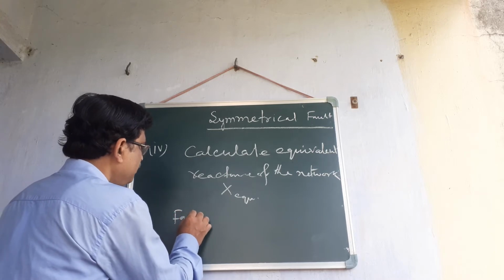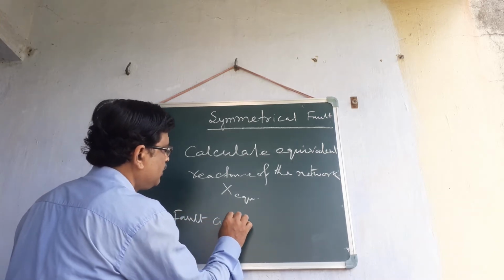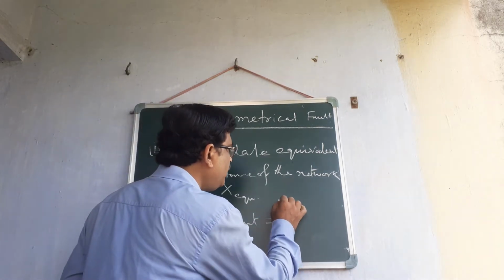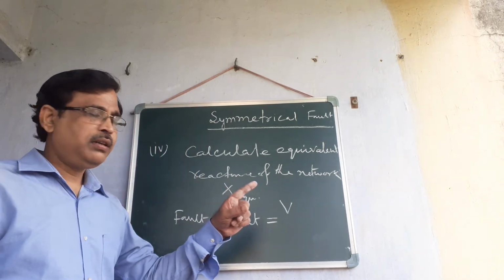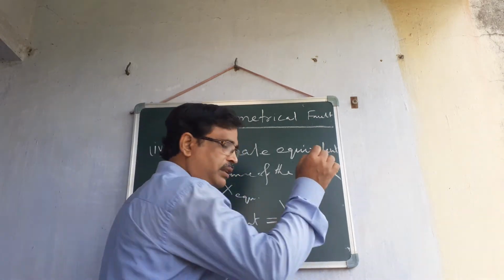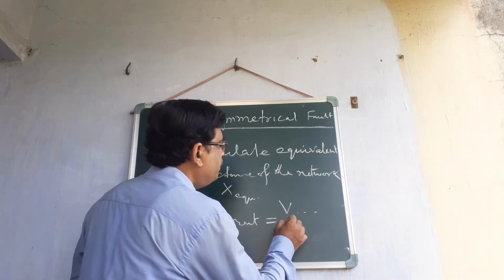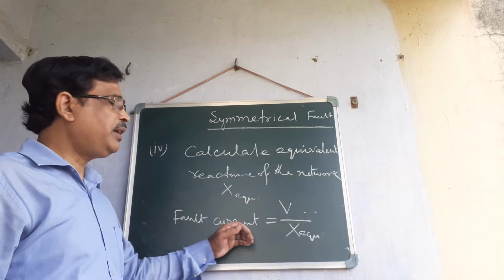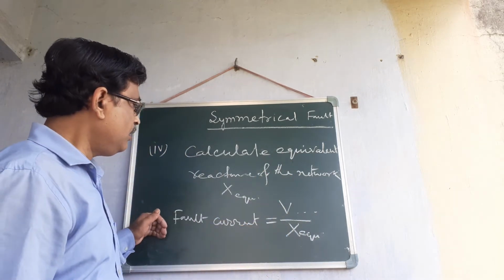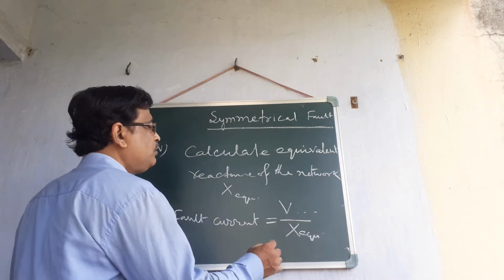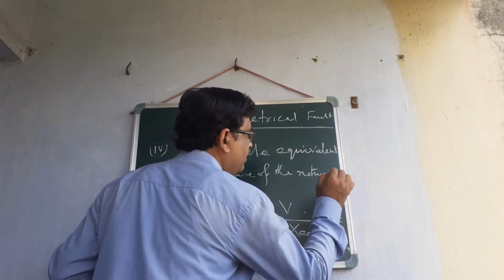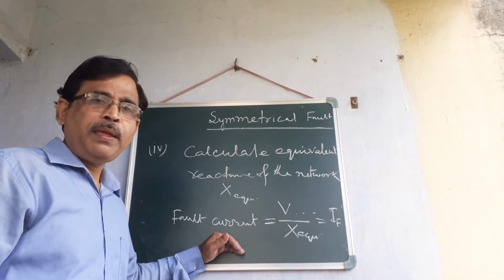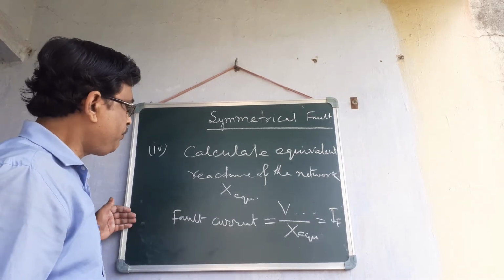Then the current is equal to the voltage at the fault point, that means V by X equivalent, and it will give you the fault current. Once the fault current is known, that is IF, then from IF we can find out the power flow through the fault.